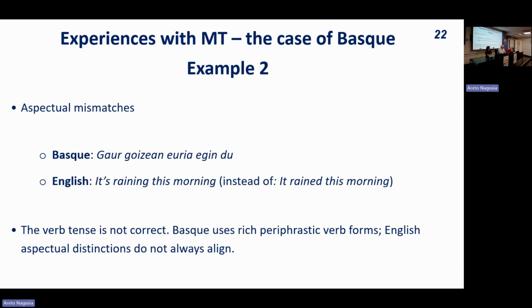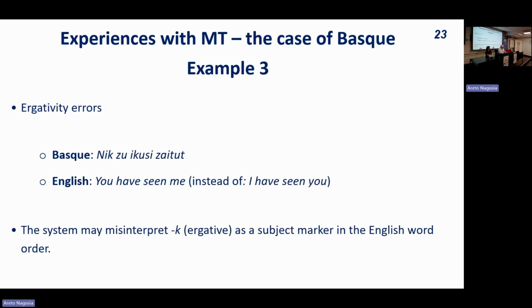Example number two, mismatches in terms of verb aspect. So the Basque, gaur goizean, euria egin du. English, it's raining this morning. So with the progressive, with the gerund form, if you like, instead of it rained this morning, like earlier this morning, 2 hours ago, because the verb tense is not correct. Basque uses rich periphrastic verb forms, and English aspectual distinctions do not always align with that.